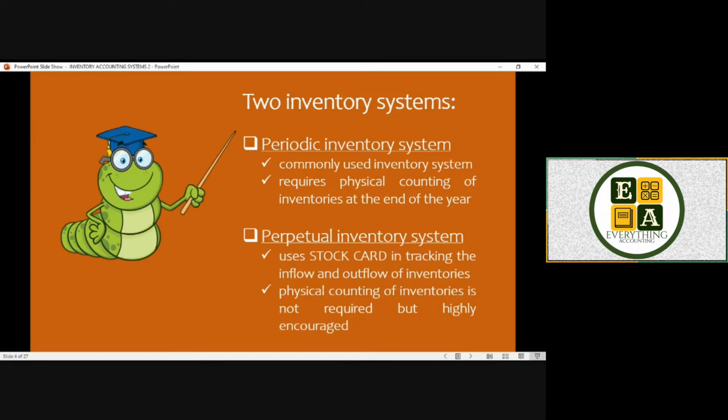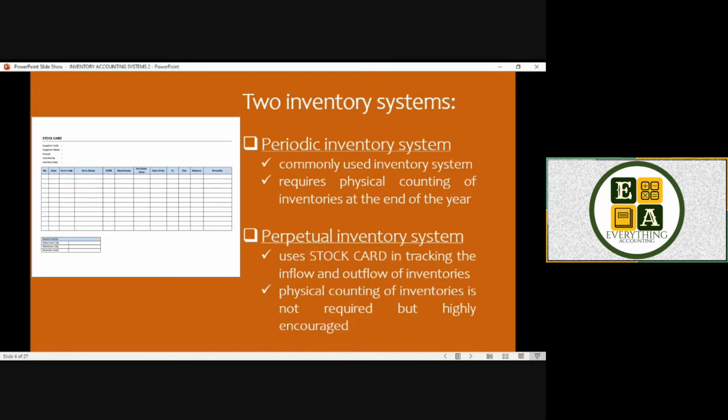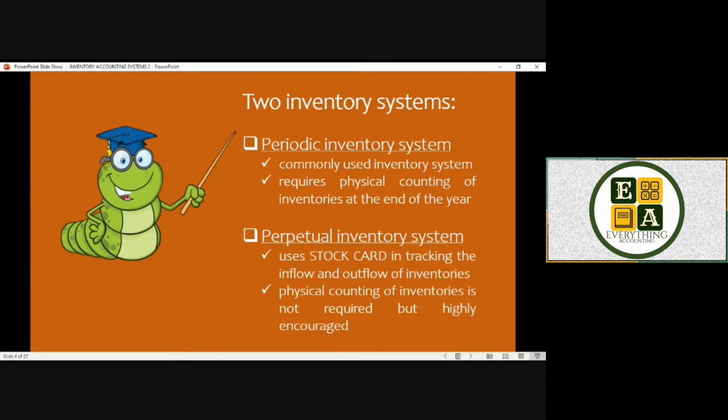Ganon. Pero sa perpetual naman, si perpetual gumagamit kasi ng stock card for tracking the inflow and outflow of the physical units of inventories, including the accounting for the cost of those inventories. Okay? Unlike with periodic, perpetual kasi physical counting is not required, although it is encouraged for the entities to employ physical counting even though it is under perpetual inventory system, just to check the records and the physical count of the inventories. Ano yung difference ng periodic inventory system sa perpetual inventory system?